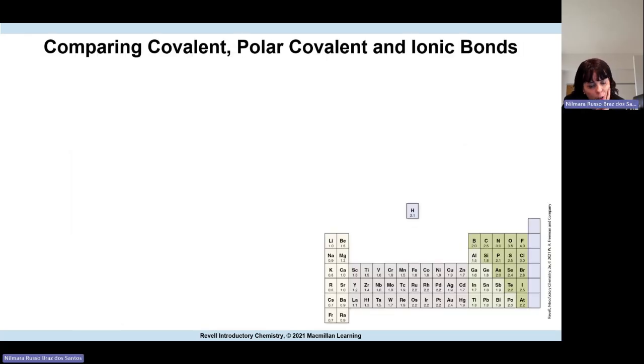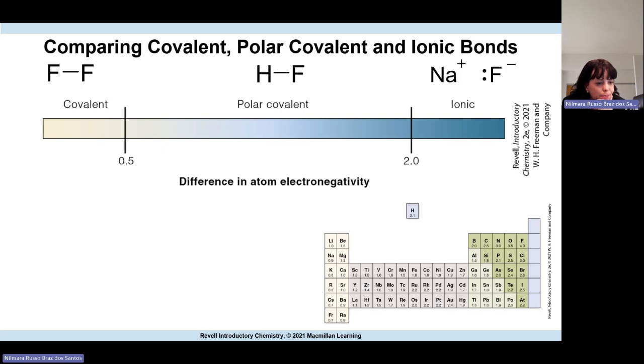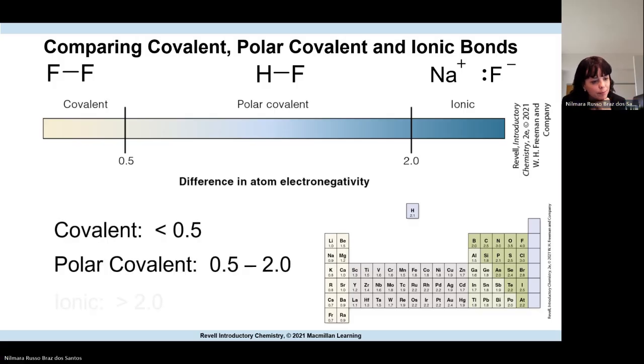Let's compare polar covalent and ionic. Look at sodium and fluorine. So a metal and a nonmetal, we have ionic, right? And look at two fluorines together, or HF. So look at this. If the difference in electronegativity between atoms is lower than 0.5, we have a pure covalent bond. If you have values between 0.5 and 2, we have a polar covalent bond. Bigger than that, we have ionic. Okay?